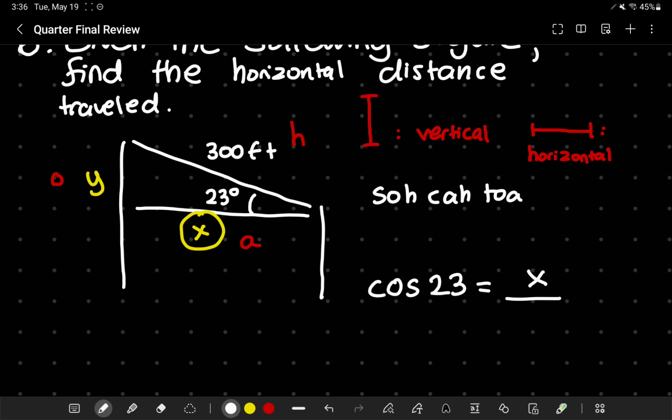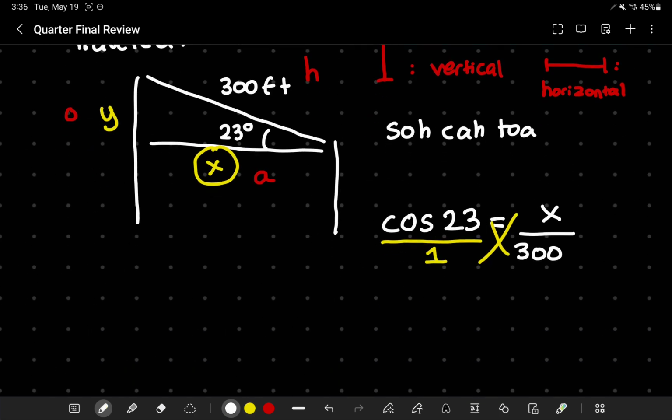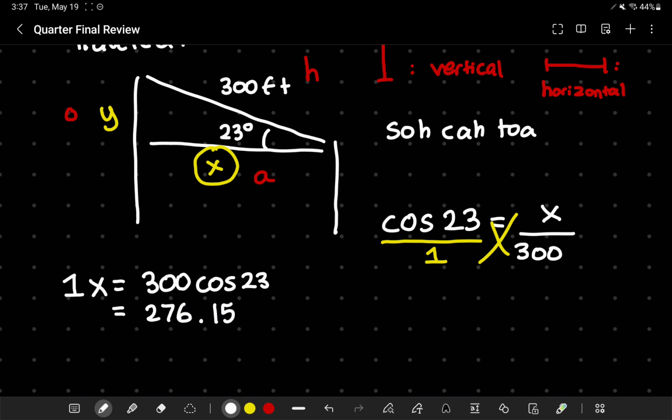So a is x, h is 300. How am I going to solve for x now? One thing we can do is put cosine over 1 and then cross multiply. That gives us 1x equals 300 times cosine 23. Putting it in the calculator, making sure it's in degrees, we get 300 cosine of 23. This gives us our final answer, 276.15 feet. And that's the answer for x, using trigonometry and cross multiplying.